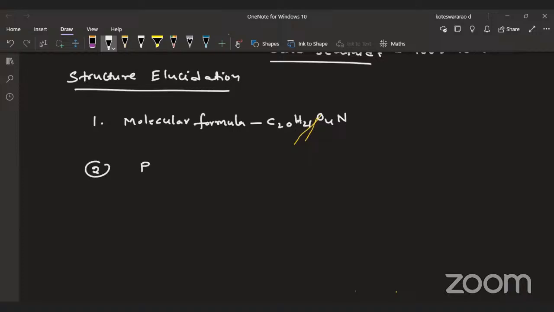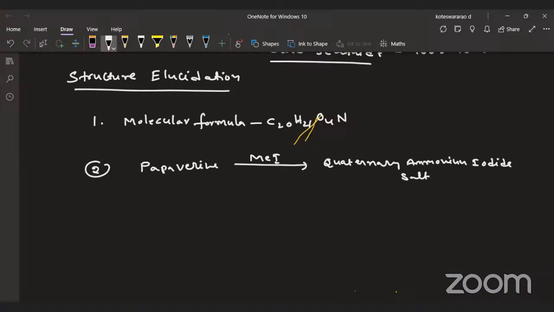Then the compound isolated from the plant, the papaverine in pure form, is subjected to methyl iodide. It gives the quaternary ammonium iodide salt. One mole of papaverine consumes 1 mole of methyl iodide. That indicates that papaverine is existing with a tertiary amine.